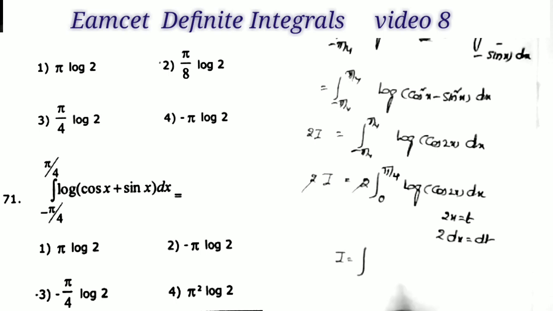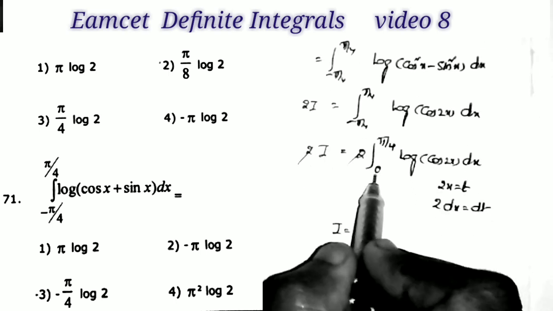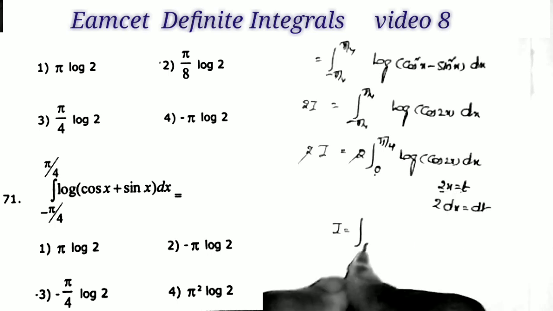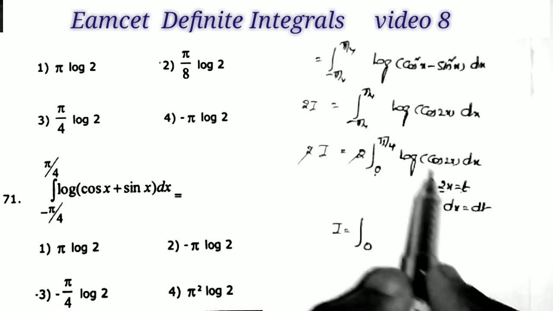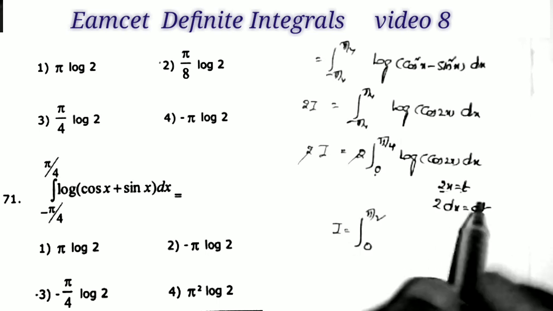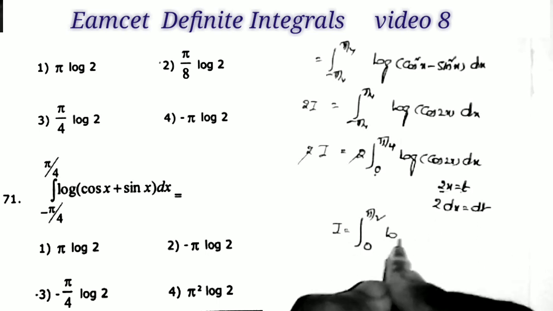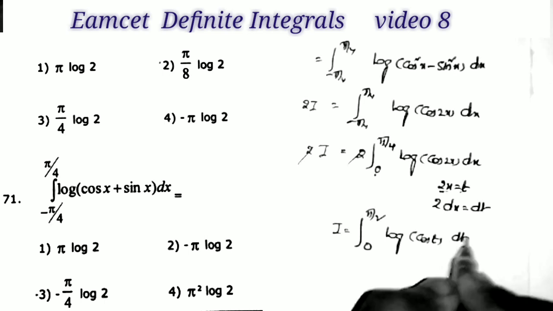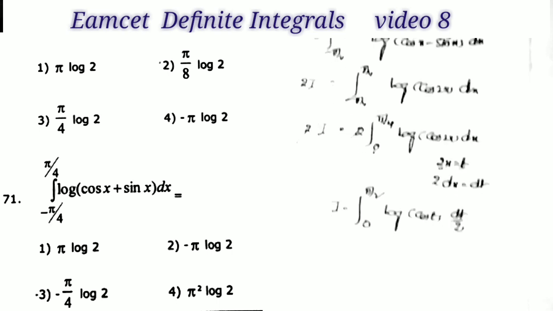Therefore the value of I: x equal to 0 means t equal to 0, 2 into 0 is equal to 0. x equal to pi by 4, 2 into pi by 4 is pi by 2, so t is equal to pi by 2. And this is log of cos t into dt by 2. This value is equal to dt by 2.